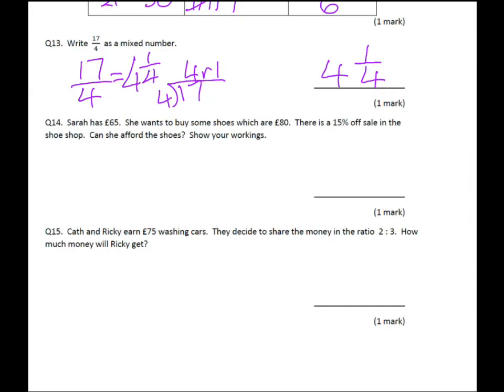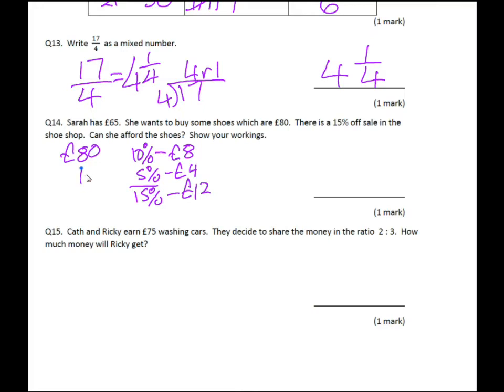Question 14. Sarah has £65. She wants to buy some shoes which are £80. There is a 15% off sale in the shoe shop. Can she afford the shoes, and show your working out? So what we want to do is take off the 15% from the £80. So we use our 10% rule, which says that's £8. Therefore, 5% is another £4. Our 15% that we can take off is going to be £12.